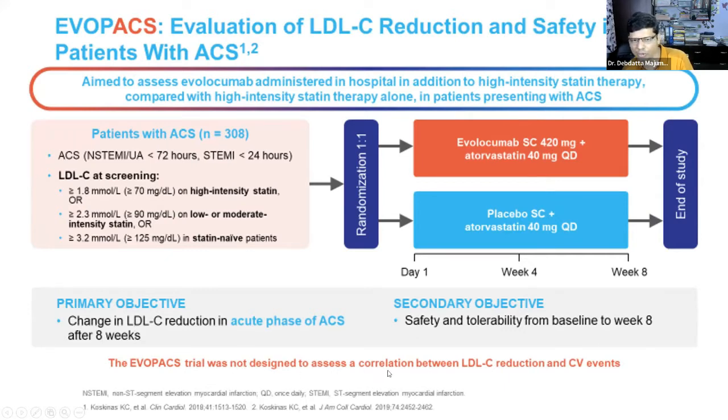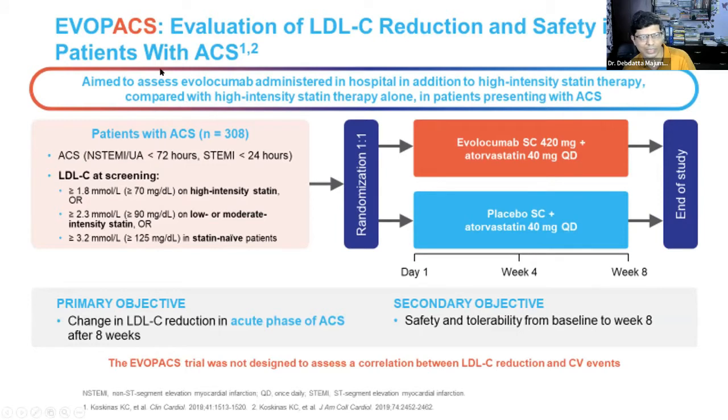Certainly, it was not designed to assess the correlation between LDL and CVD events, but we can understand that the most vulnerable period in an ACS patient for recurrent ACS is the first 1 month post ACS. That we would all agree. So what we certainly want is not just the magnitude of reduction of LDL cholesterol, but a very rapid reduction of LDL cholesterol as early as maybe 7 days or maybe 2 weeks within that vulnerable period.